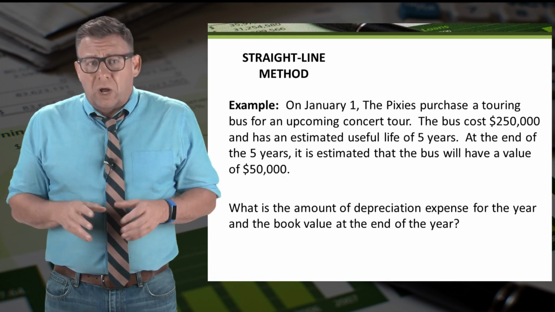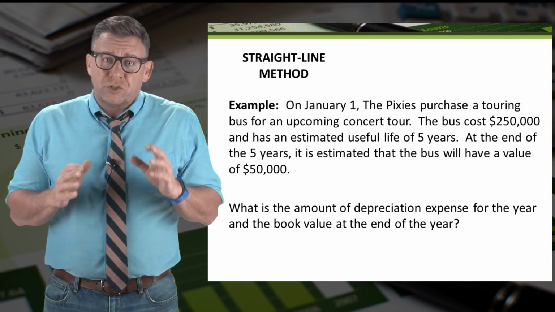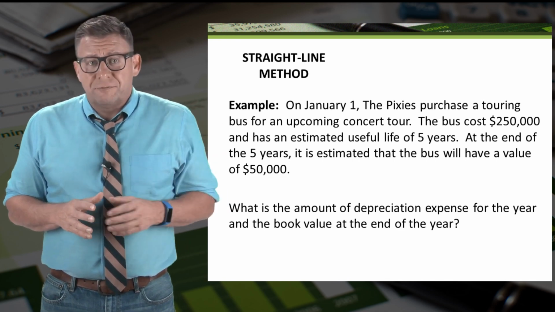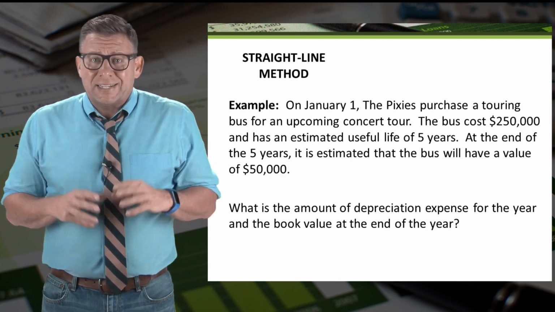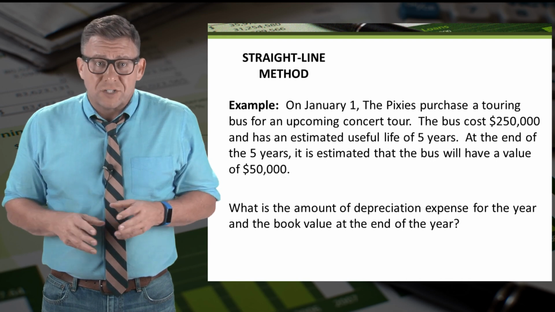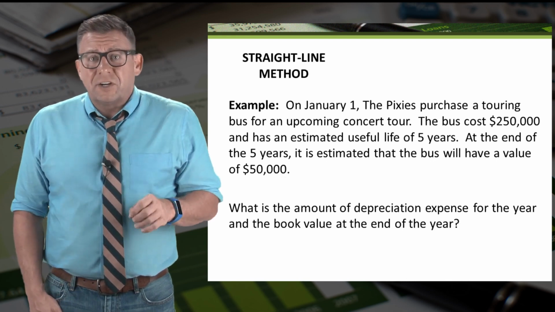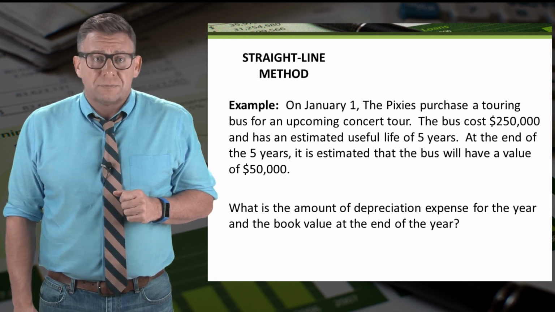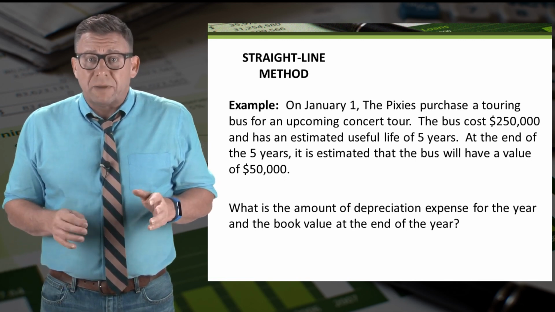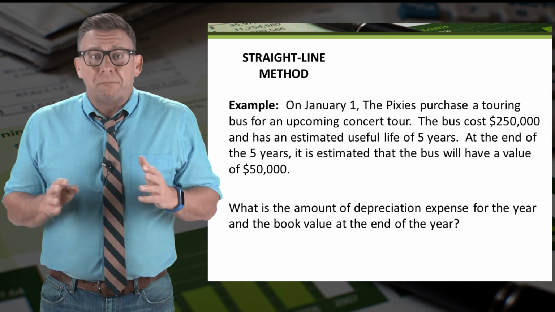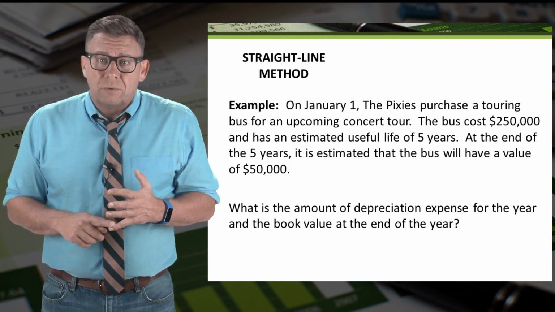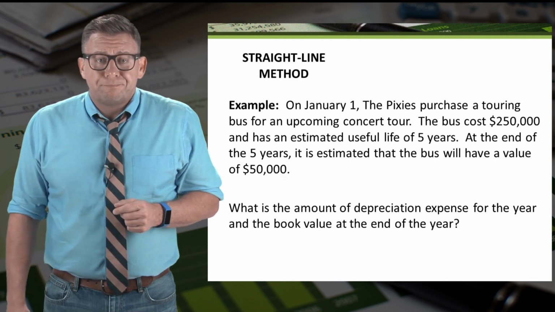On January 1, the Pixies purchase a touring bus for an upcoming concert tour. The bus costs $250,000 and has an estimated useful life of 5 years. At the end of the 5 years, it's estimated that the bus will have a value of $50,000. Using the straight line method, let's calculate the amount of depreciation expense and the asset's book value at year end.